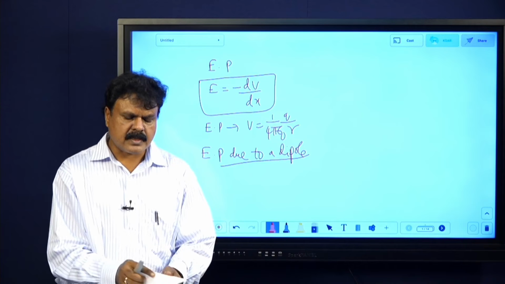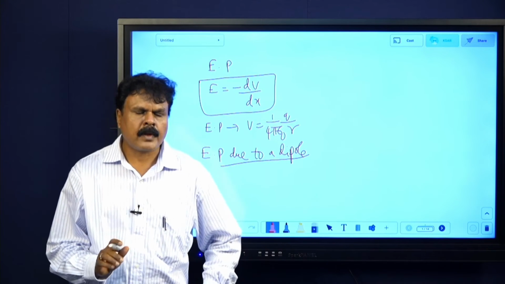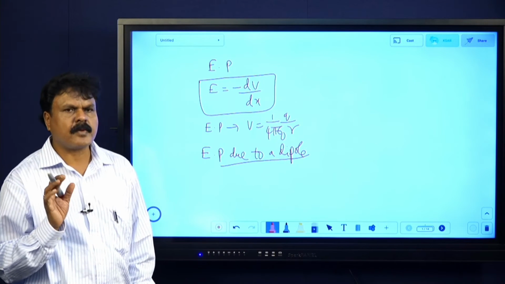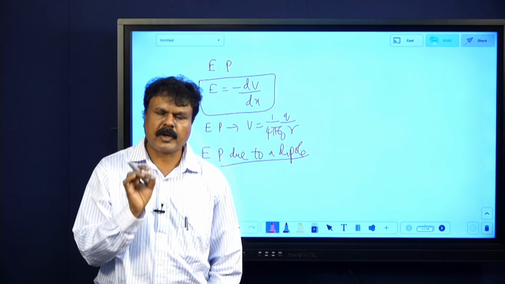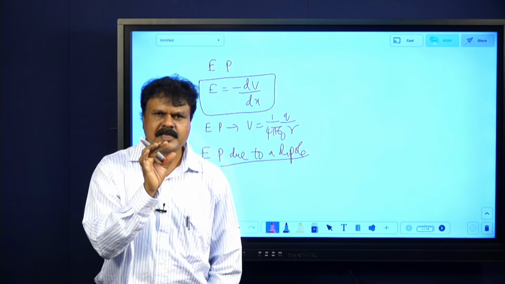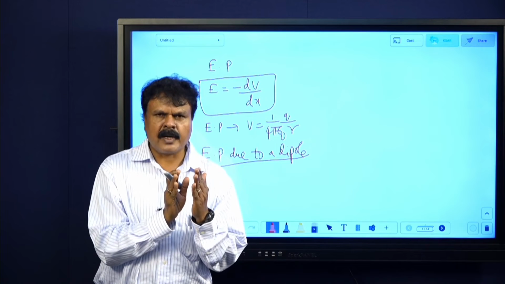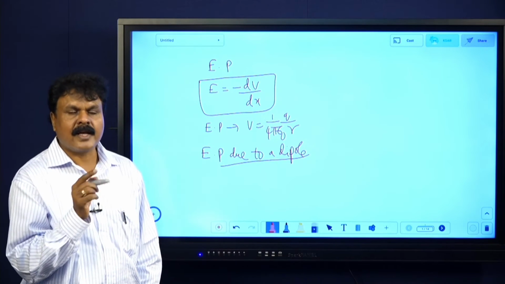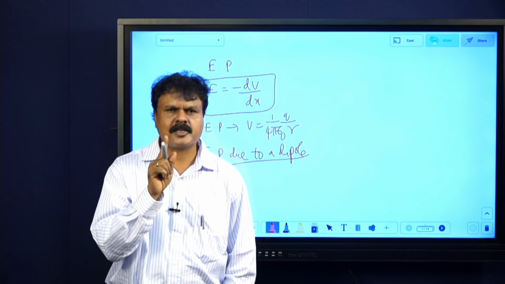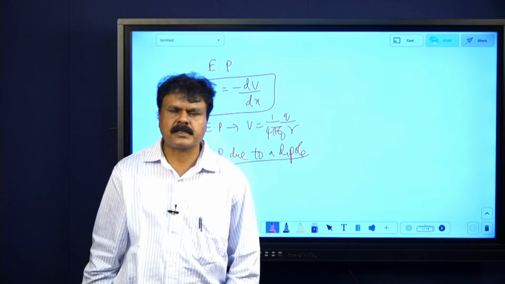And again, capacitors are quite simple. And about potential energy of the system of charges. Equipotential surface definitions. What is capacitance? What do you mean by parallel plate capacitor? Expression for parallel plate capacitor. And again, energy stored in a capacitor. That is also important.